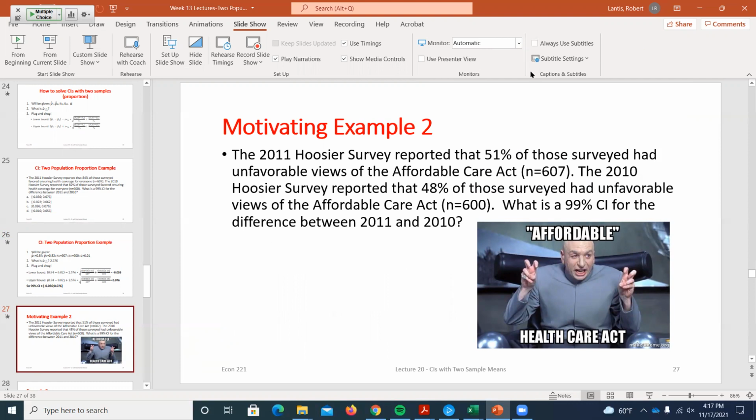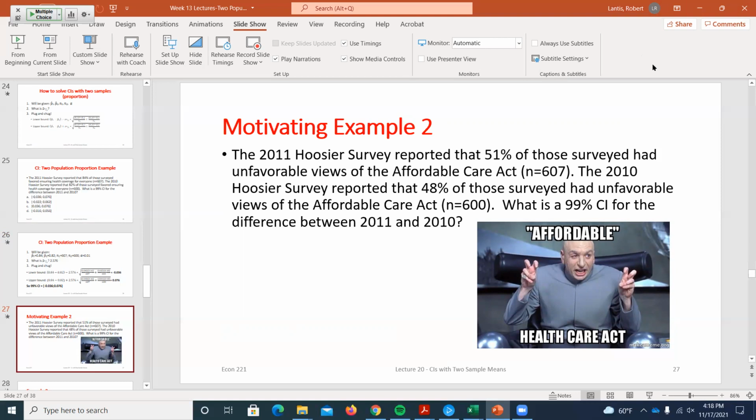It's going to be very, very similar, right? I've got 2 time periods. I've got the same sample sizes. I've got 2 different sample proportions. So 0.51, 51% of people had unfavorable views of the Affordable Health Care Act in Indiana for 2011. And in 2010, only 48% of people had an unfavorable view. So my proportions would be 0.51 and 0.48.